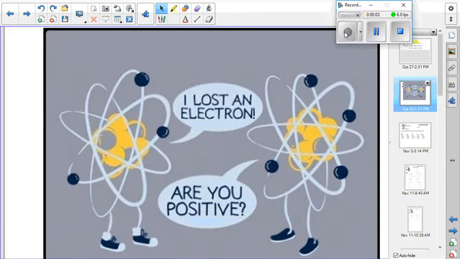Electron. Are you positive? Oh, yeah. Really good, right? Really good. Because it's like electrons are negative, every day positively charged. Oh my gosh.